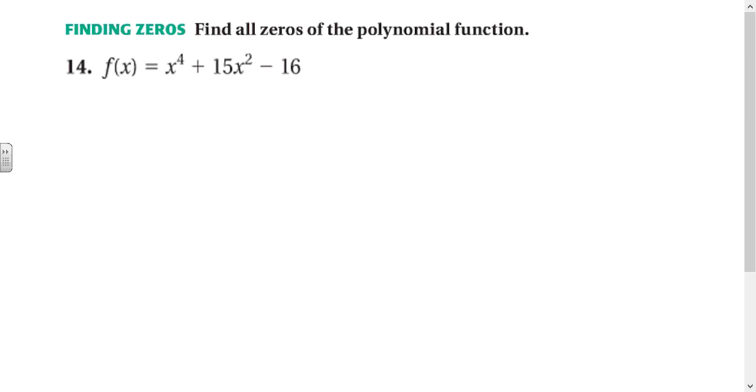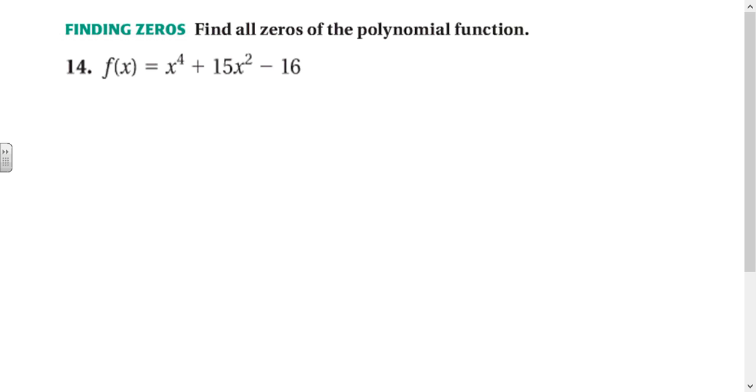All right, so let's get into the meat and potatoes. Finding all the zeros of a polynomial function. So we have this example. They want us to find all the zeros, both real and imaginary. So I'm going to do this the same way that I've been doing it with the previous sections. I'm going to find the first zero.